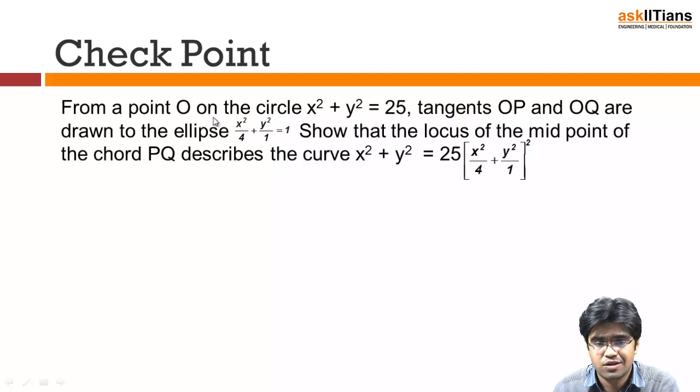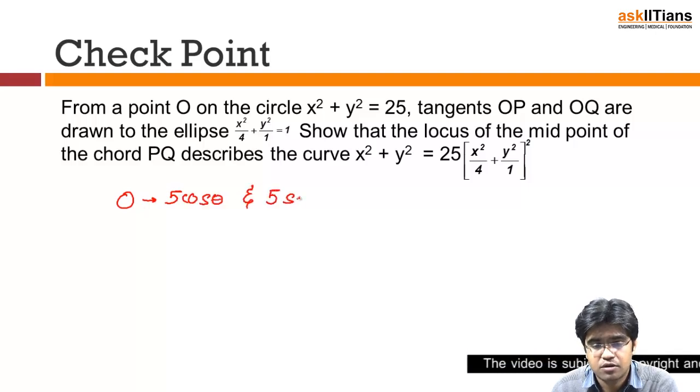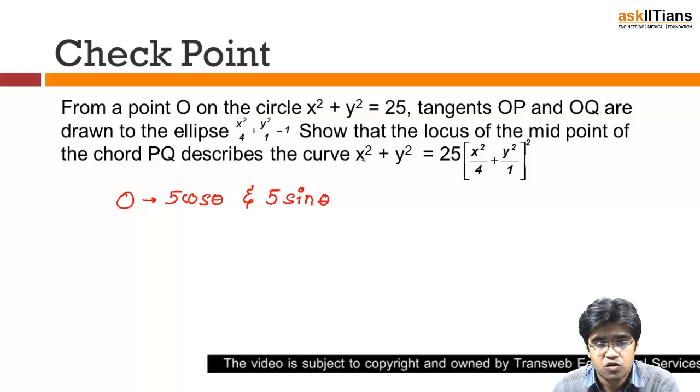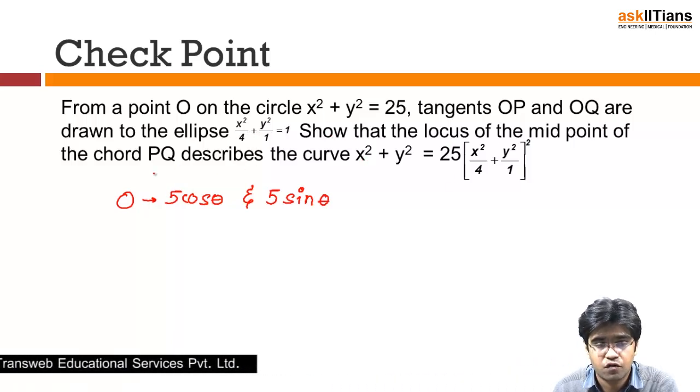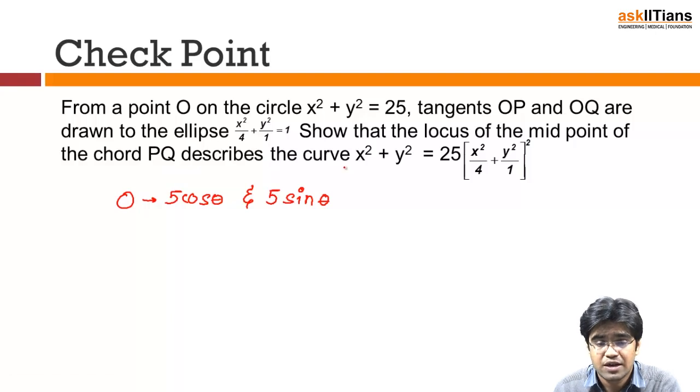From a point O on the circle x square plus y square equals 25, tangents OP and OQ are drawn to the ellipse. That means this point O is outside the ellipse and it's on the circle. So I can clearly say that the coordinates of O can be 5 cos theta and 5 sin theta, the parametric coordinates of the circle. From this point, two tangents are drawn and we need to show that the locus of the midpoint of chord PQ is the given curve.